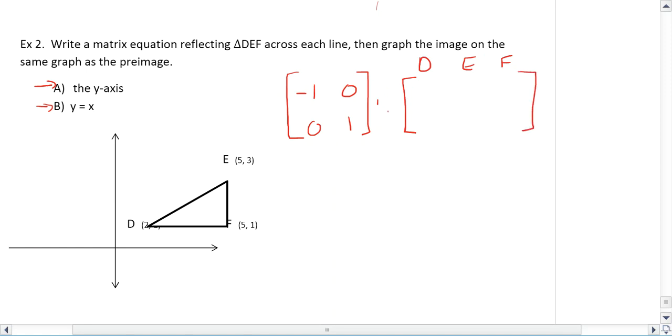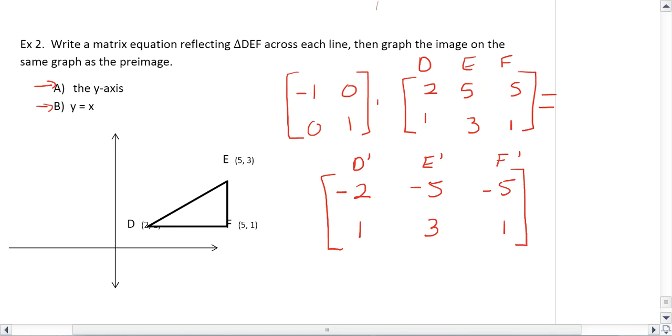So the coordinates for D are 2, 1. In case you can't read that, it's sort of hidden behind the triangle. I should have fixed that. E is 5, 3. And F is 5, 1. So now we do our matrix multiplication in order to get D prime, E prime, F prime.